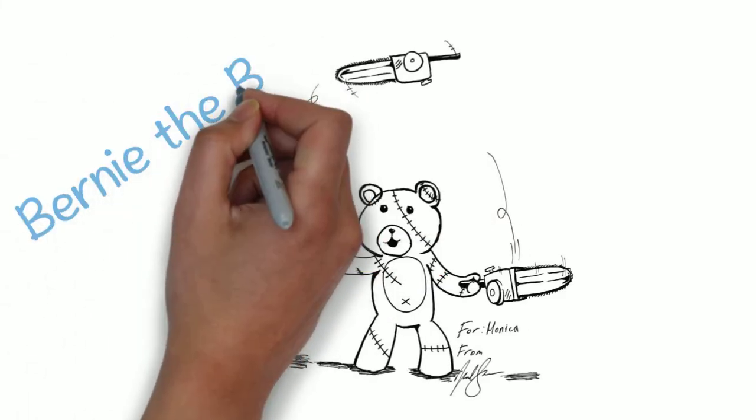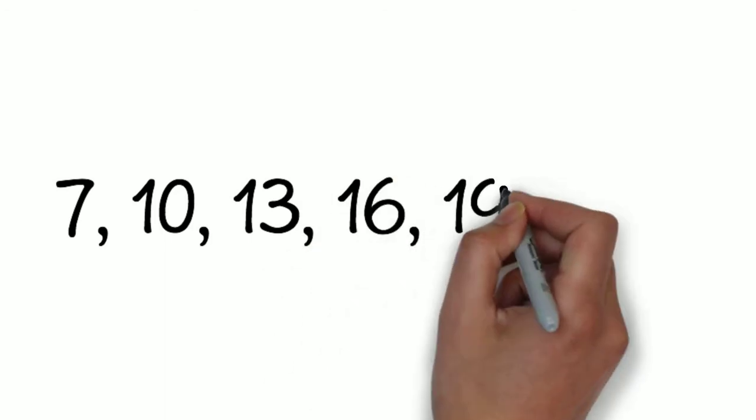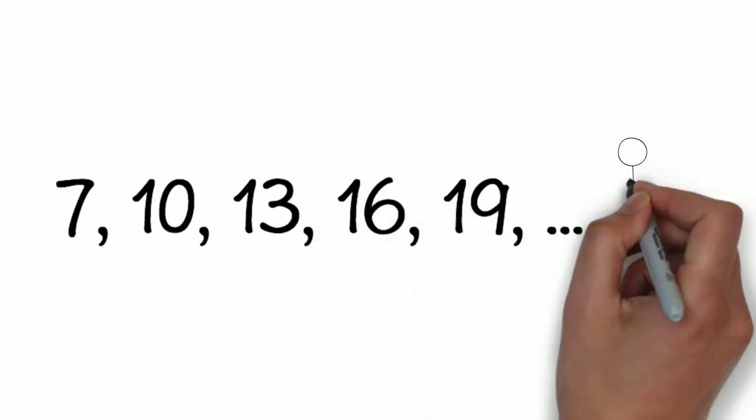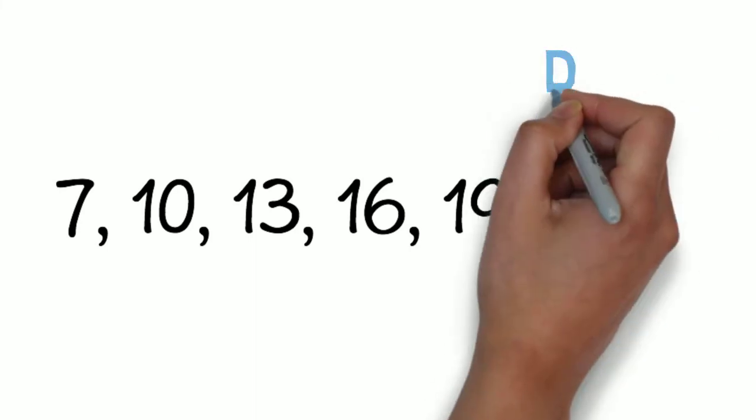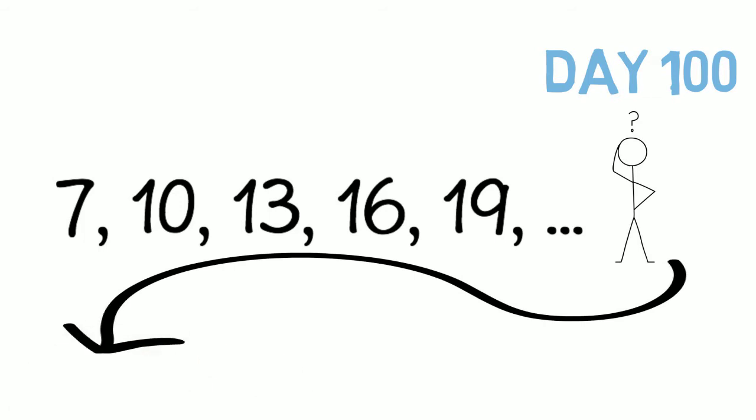As you can see, he's a bit of an adrenaline junkie and loves to juggle chainsaws. I've been watching Bernie for the last 5 days, and I've noticed that he likes to increase the number of chainsaws that he juggles. So then I thought to myself, I wonder how many he would juggle if he continued this to day 100. Well guys, let's check it out.